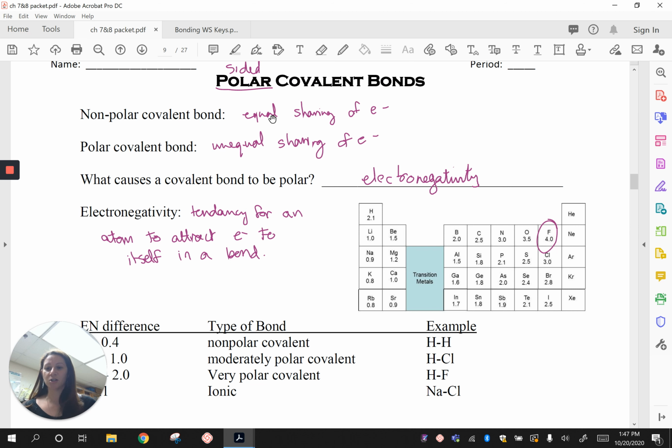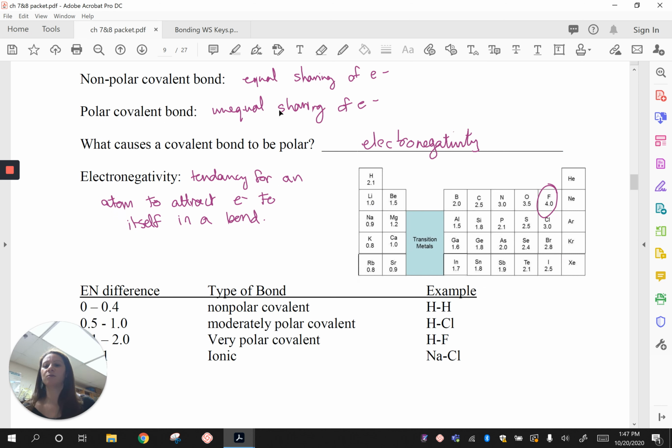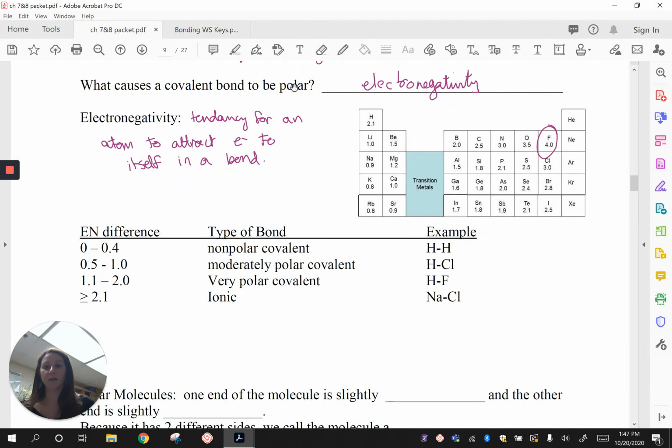But let's say I'm having dinner with my husband. When I have pasta with my husband, he gets twice as much as I do. So even though we're sharing, it's unequal sharing. So that would be polar covalent. And so same thing happens with electrons when you are bonded.